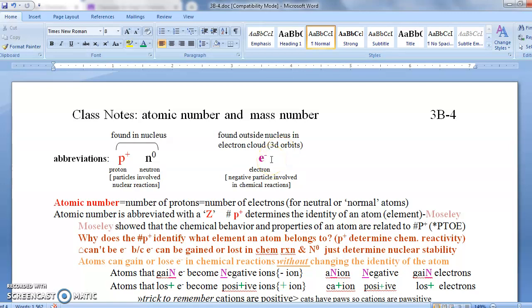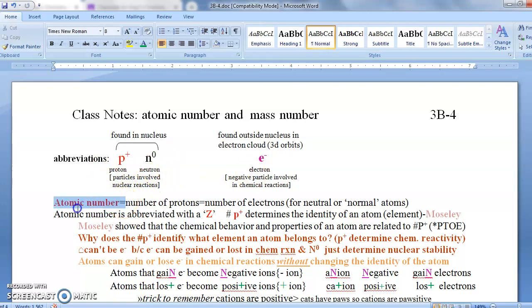Electrons are either shared in chemical reactions, that's called a covalent bond. They can be transferred, where one atom steals an electron from another atom. In either case, electrons are involved in chemical reactions. A third type of bond is metallic bond, where all the atoms are sharing all the electrons that are surrounding them. So these are the three subatomic particles.